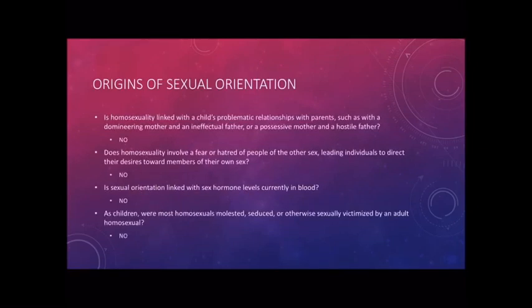And then this slide will be really quick. Essentially, we've asked a lot of questions that are asking why people's sexual orientation may be one way or another, right? And so we've had a lot of different theories, like, maybe homosexuality is linked with a child having a problematic relationship with their parents, like having a domineering mother and an ineffectual father, or a possessive mother and a hostile father. But we see that parenting style has no effect on sexual orientation. Maybe homosexuality involves a fear or a hatred of people of the other sex. Nope, we haven't found that either.